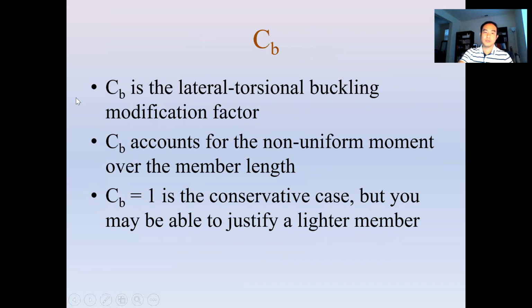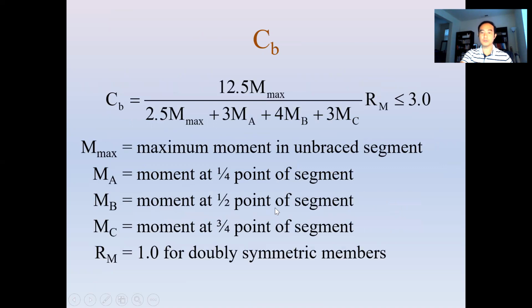So what is C sub B? C sub B is a lateral torsional buckling modification factor depending on the moment gradient, the distribution of the bending moment along the beam. C sub B accounts for the non-uniform moment over the member length. The most conservative case is uniform moment, which corresponds to a C sub B value equal to 1.0. So C sub B equal to 1 is the conservative case, which is the maximum case, but you may be able to justify a lighter member. This is the equation format of C sub B.